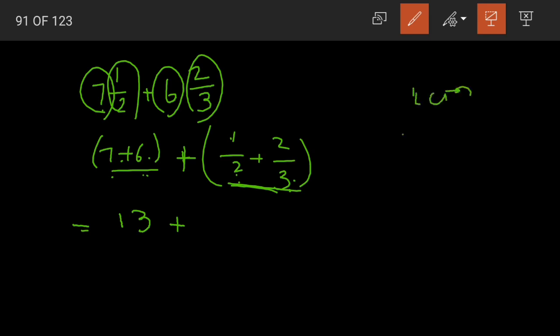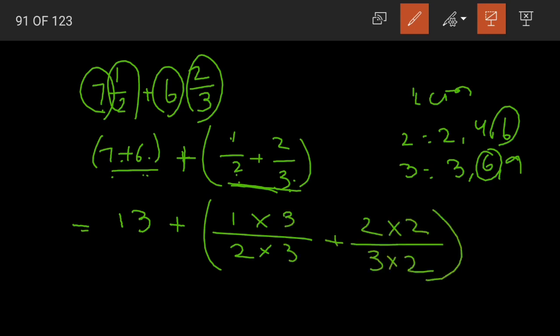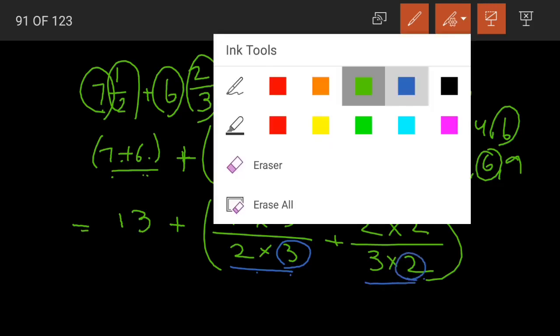LCM here. We have to take the LCM. The multiples of 2 are 2, 4 and 6. The multiples of 3 are 3, 6 and 9. The LCM is 6 here. So 1 into 3 by 2 into 3 plus 2 into 2 by 3 into 2. Why am I multiplying with 3 here? Because 2 3s are 6 and here 3 2s are 6.